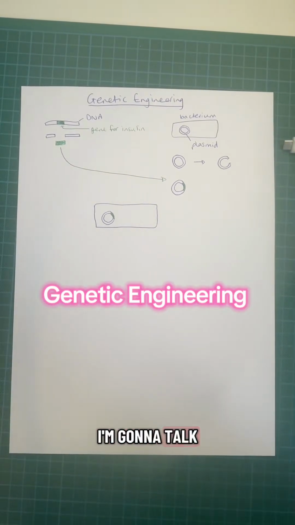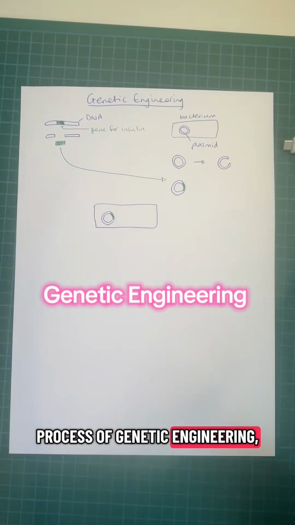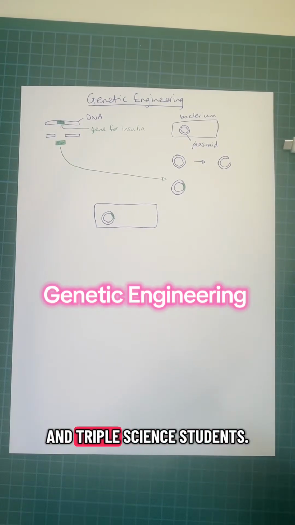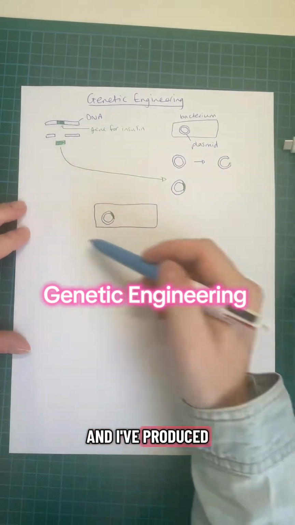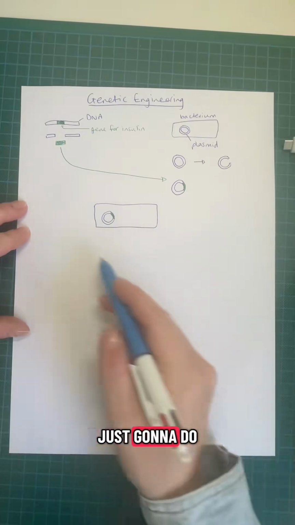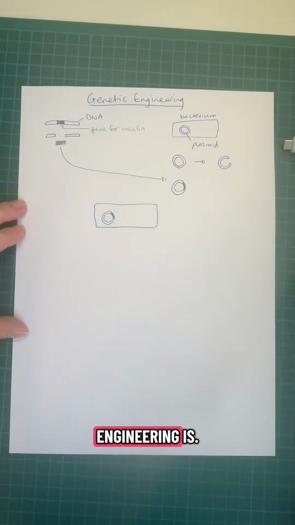Hi everyone, I'm going to talk you through the process of genetic engineering, which comes up in Biology Paper 2 for combined and triple science students. And I've produced a diagram that I'm going to refer to later in the video, but first of all we're just going to do some general notes on what genetic engineering is.